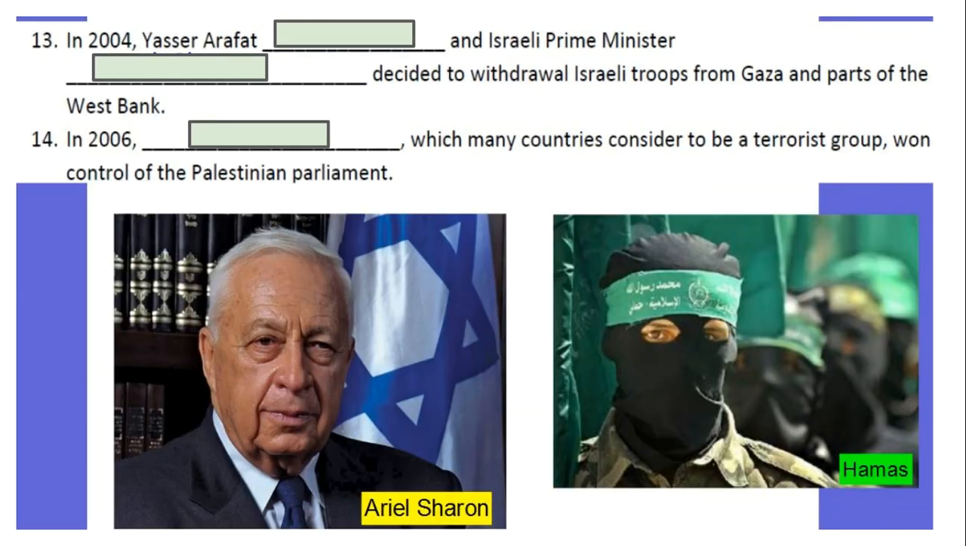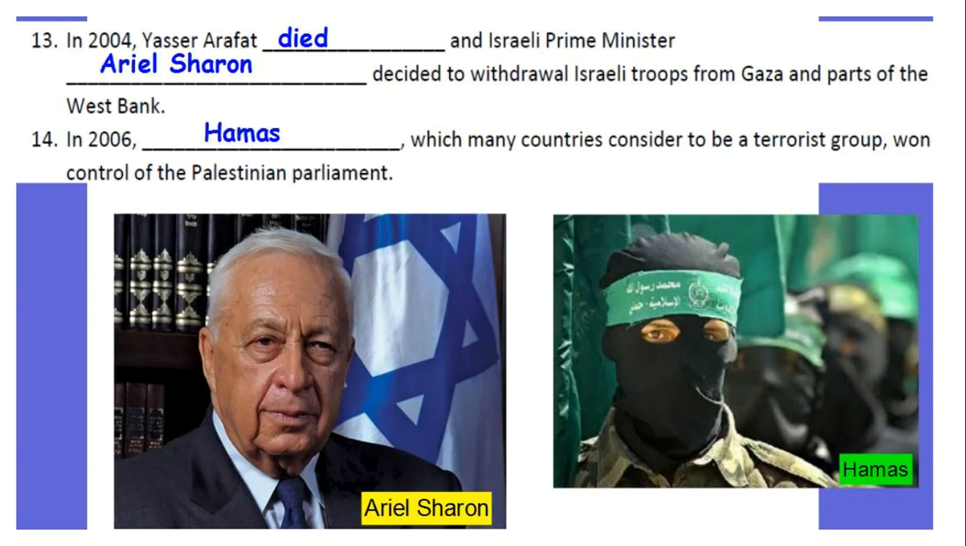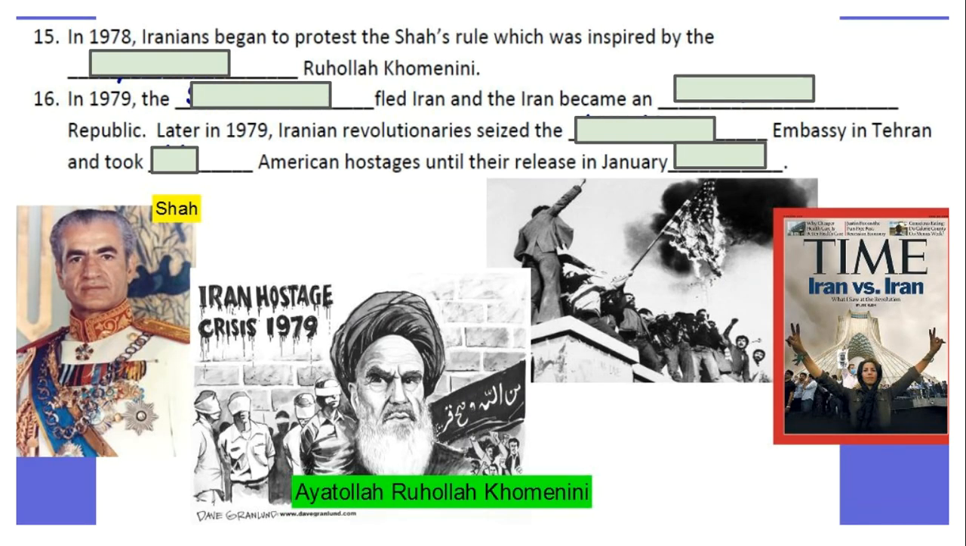In 2004, Yasser Arafat died, and Israeli Prime Minister Ariel Sharon decided to withdraw troops from Gaza and parts of the West Bank. In 2006, Hamas, which many countries still consider to be a terroristic group, won control of the Palestinian parliament. So in a way, they became a legitimate political force in that country.